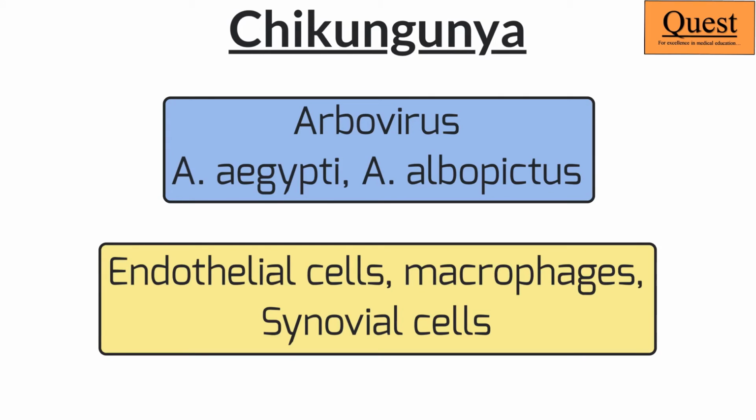Chikungunya, on the other hand, is an arbovirus. It also spreads through the Aedes aegypti mosquito as well as the Aedes albopictus. Chikungunya causes endothelial cell damage, it survives in the macrophages, and more importantly, it causes damage to the synovial cells, and that is how it contributes to the features of arthritis.